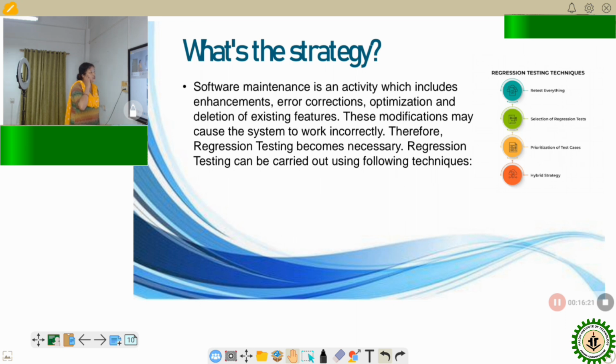What is the strategy of regression testing? The regression testing techniques are: first, retest everything, then selection of regression tests. Third one is prioritization, priority based selection of test cases, and the last one is the hybrid strategy.